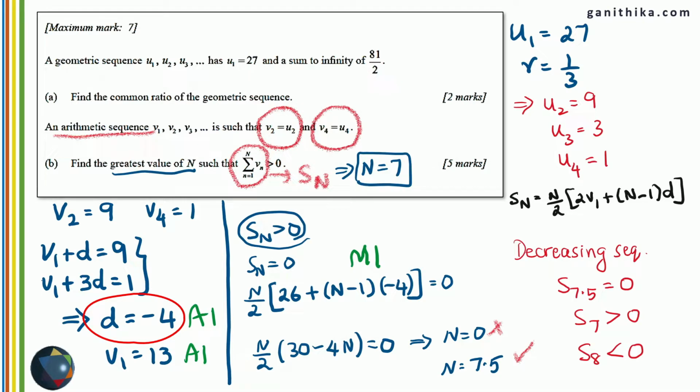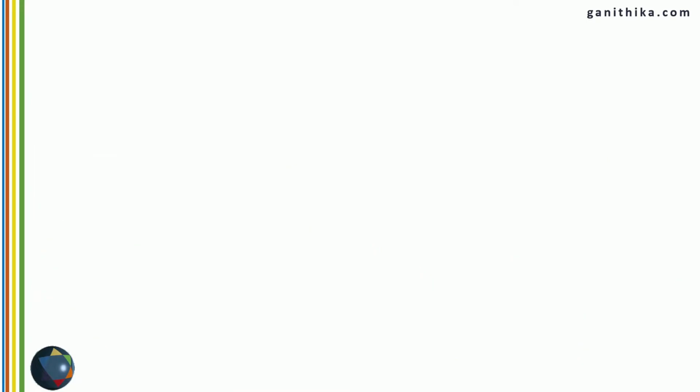After getting that M1 mark for substituting the correct values into the formula, you have another M1 mark for choosing the correct number for n, and actually the correct number as such carries one A1 mark. Therefore, this is for 5 marks. I hope this question was quite simple for you. I've given you a lot of tips in this question. Please take them down. Let's proceed further.